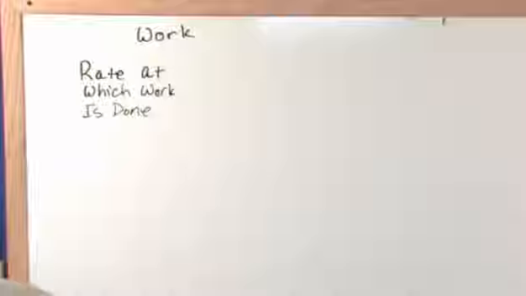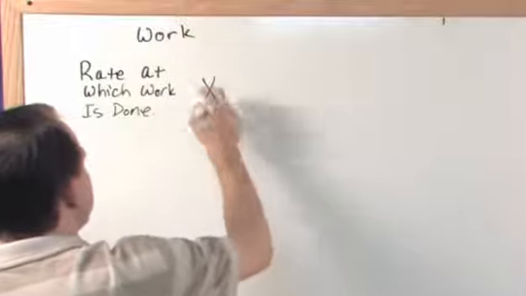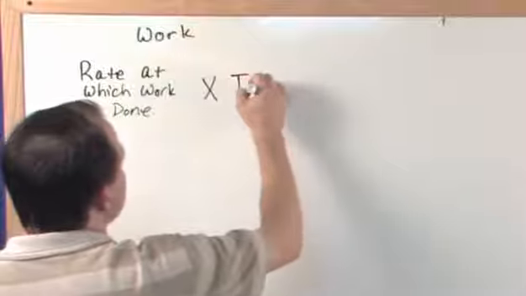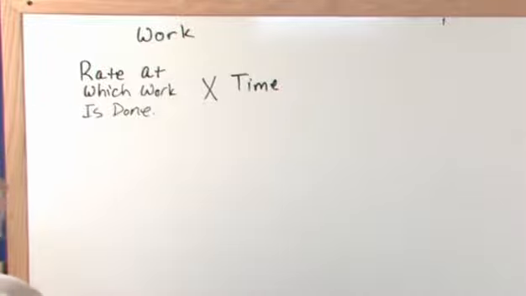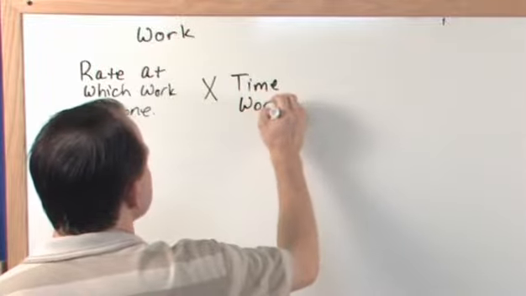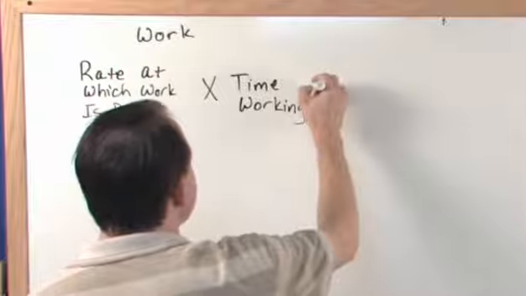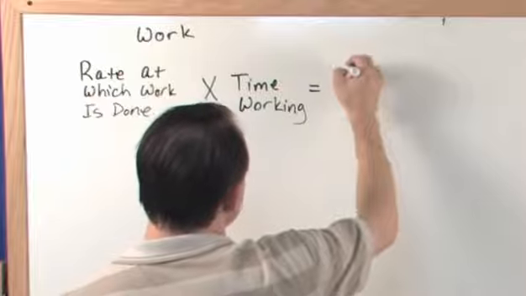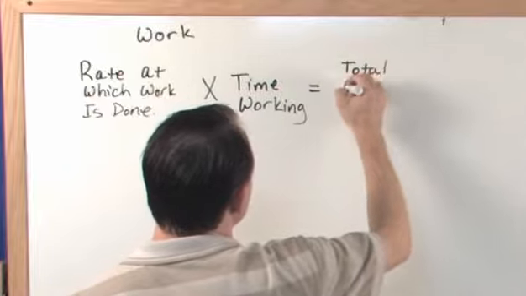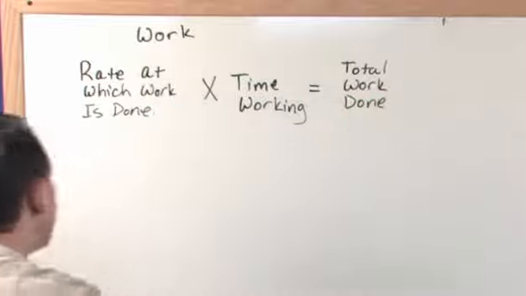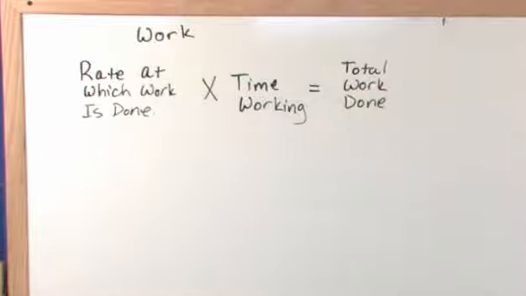So if you know how fast the work is being done, and you multiply that, that's the big X here, multiplication, times the time that you're doing the work, the time that you're working, okay, the rate at which the work is done times how long you actually do the work is going to give you the total work done. Okay, this is an equation in words here. This is just an idea we need to talk about a little bit here.